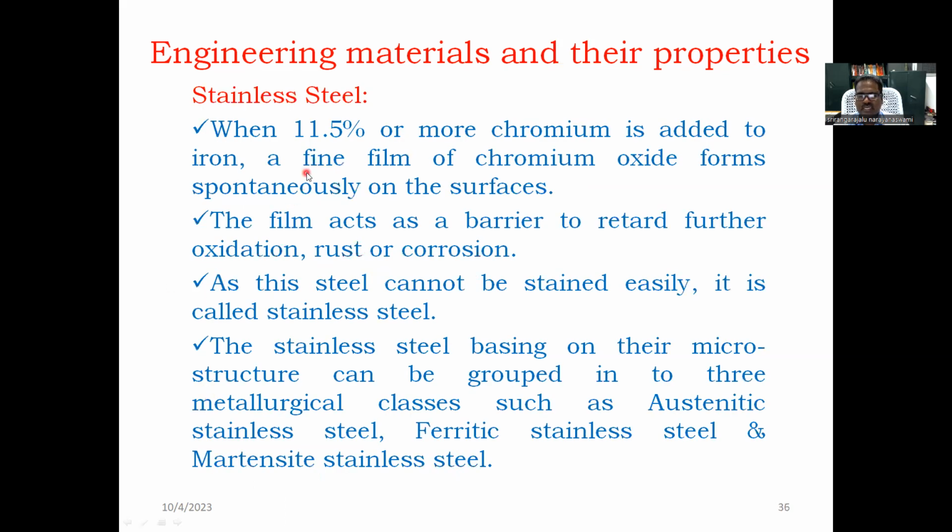So stainless steel: when 11.5% or more chromium is added to iron, a fine film of chromium oxide forms spontaneously on the surfaces. The film acts as a barrier to retard further oxidation, rust, or corrosion. As the steel cannot be stained easily, it is called stainless steel. Based on their microstructure, stainless steels can be grouped into three metallurgical classes: austenitic stainless steel, ferritic stainless steel, and martensitic stainless steel.